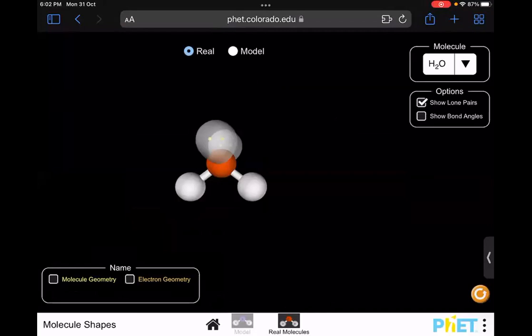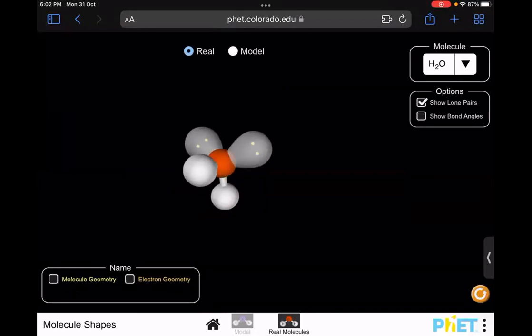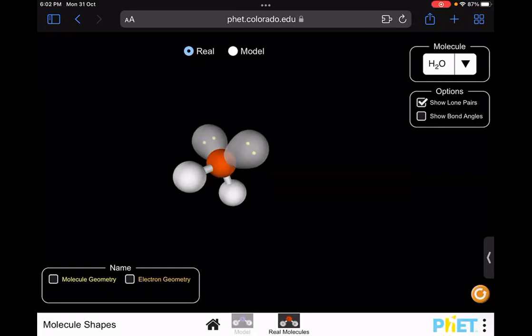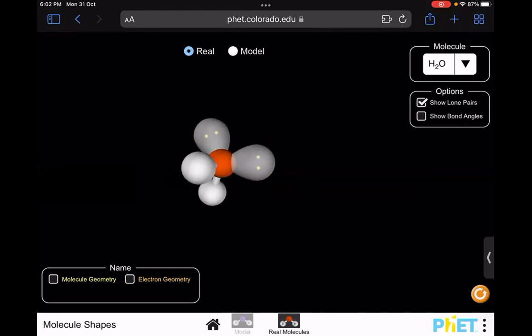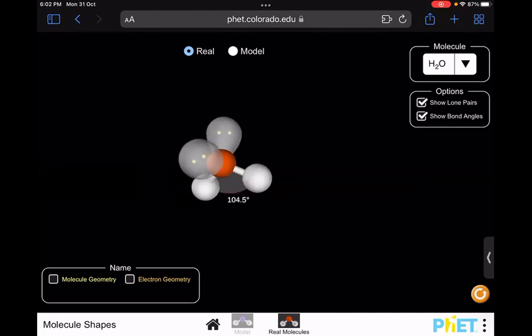So you take the water molecule. You have the central atom, red will be the oxygen atom, and two white will be the hydrogen atoms. Two lone pairs are present. So if you show the bond angle, it becomes 104.5. Electron geometry is tetrahedral, if you are considering all those things.